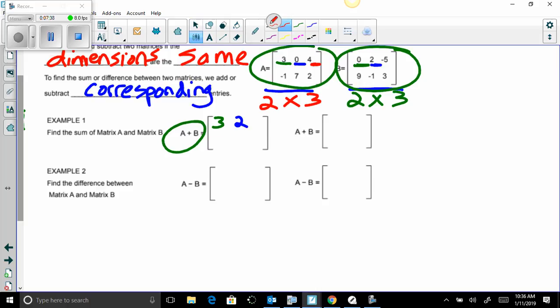Next, I have 4. 4 matches up with -5. What is 4 plus -5? Very good, that's -1, and I put it in the top right corner. Now let's match up the next entry. -1, what does it match up with in matrix B? It matches up with 9. So -1 plus 9 is 8, and I put it in the bottom left.